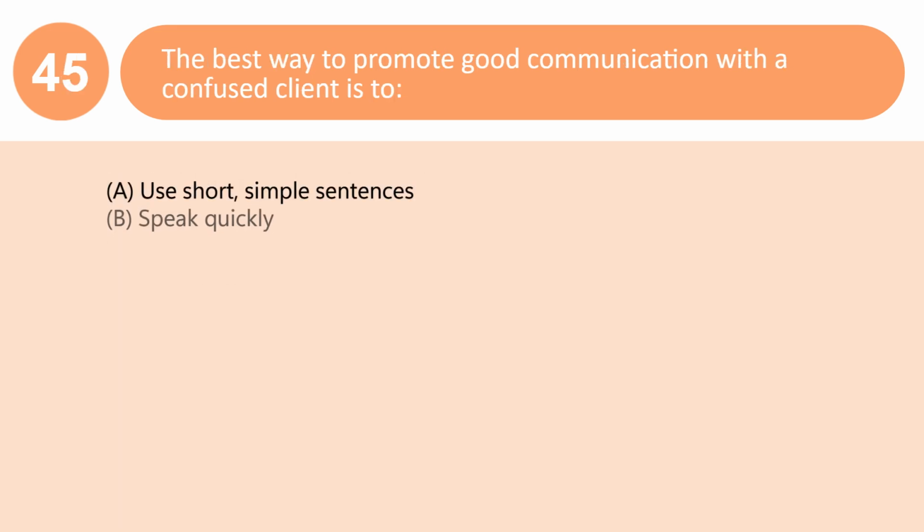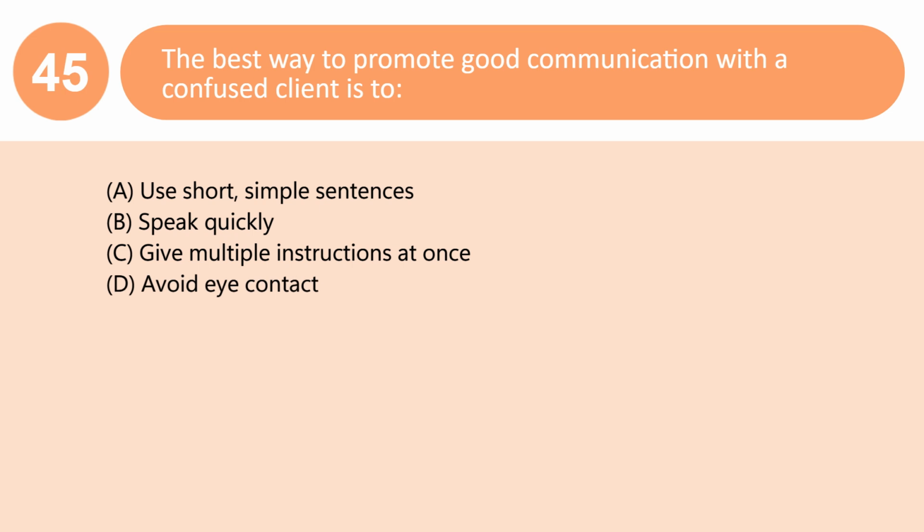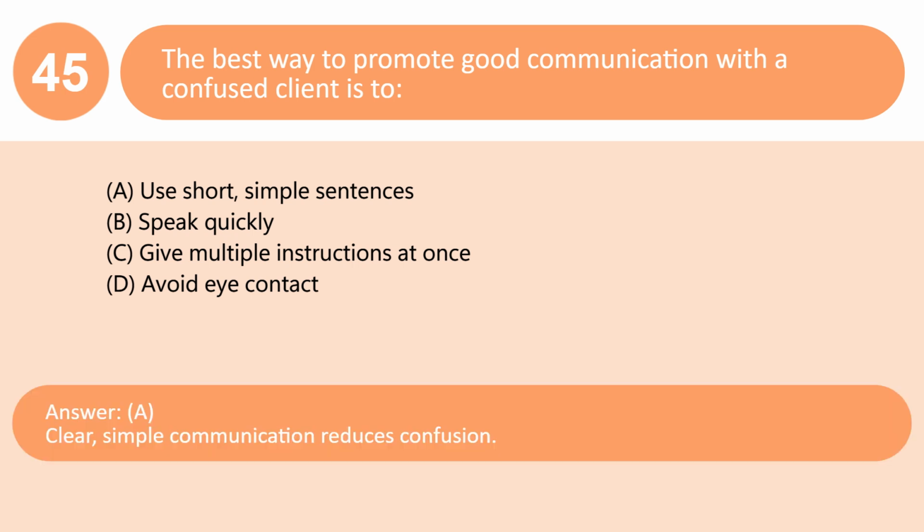The best way to promote good communication with a confused client is to: A. Use short, simple sentences. B. Speak quickly. C. Give multiple instructions at once. D. Avoid eye contact. Answer A. Clear, simple communication reduces confusion.